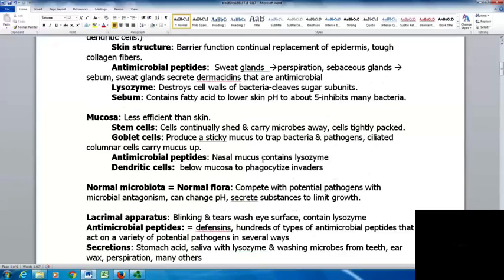Your mucosa are a less efficient barrier than the skin. You'll have stem cells in there that continually shed and carry microbes away. The cells are tightly packed together to create a barrier. Goblet cells produce mucus, which provides a sticky trap for bacteria and pathogens. Some places have ciliated columnar cells, like the human trachea, that help to carry mucus up and prevent it from getting down into the airway. We have antimicrobial peptides in your nasal mucus that contain lysozyme. And you'll have dendritic cells below the mucosa that help to phagocytize invaders.